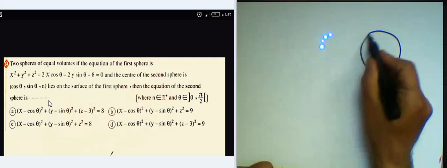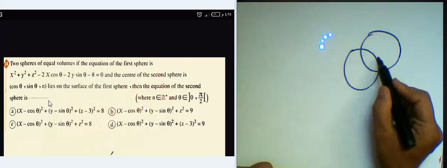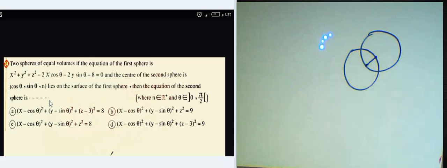Question 24. Two spheres of equal volumes. If the equation of the first sphere x squared plus y squared plus z squared subtract 2x cosine theta subtract 2y sin theta equals 0, and the center of the second sphere is cosine theta, sin theta, n lies on the sphere of the first sphere, then the equation of the second sphere equal what? We have here two spheres here. We can find the radius. They are intersection.